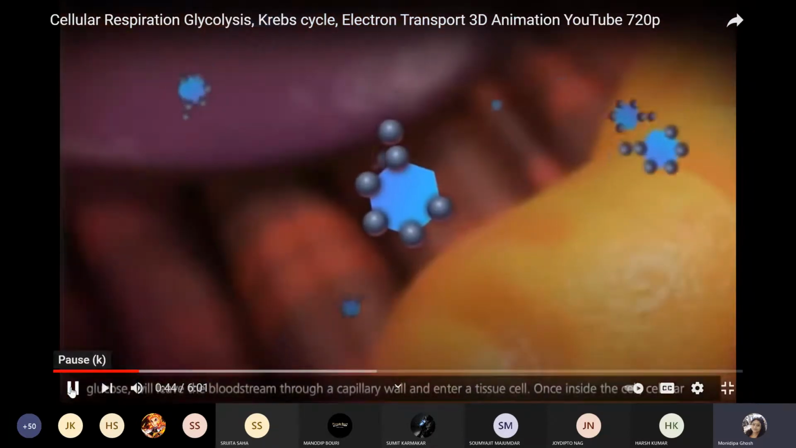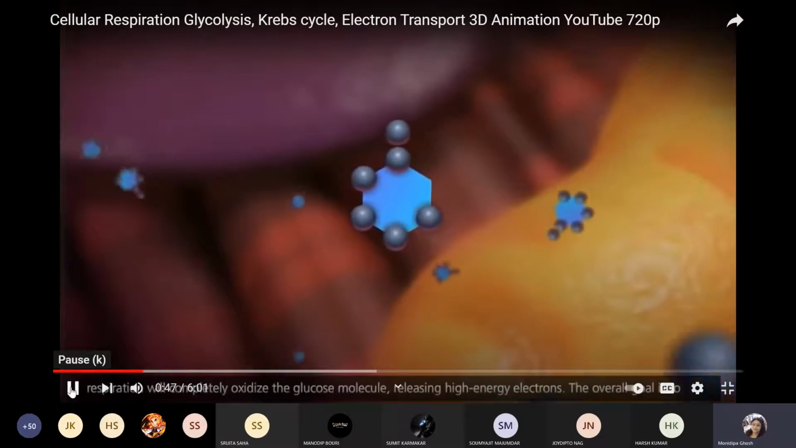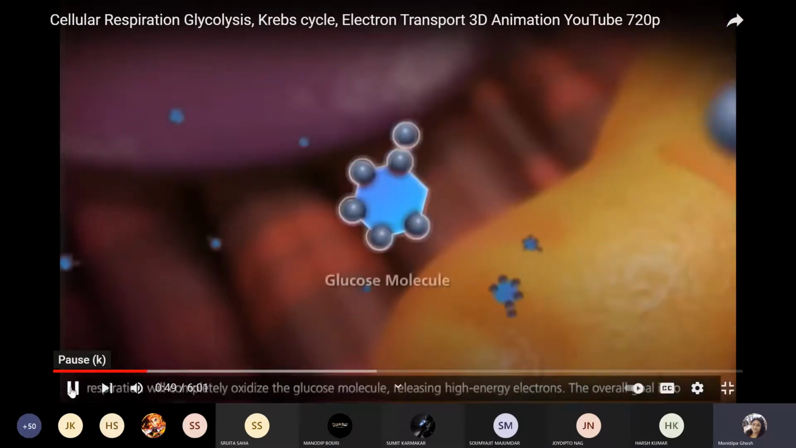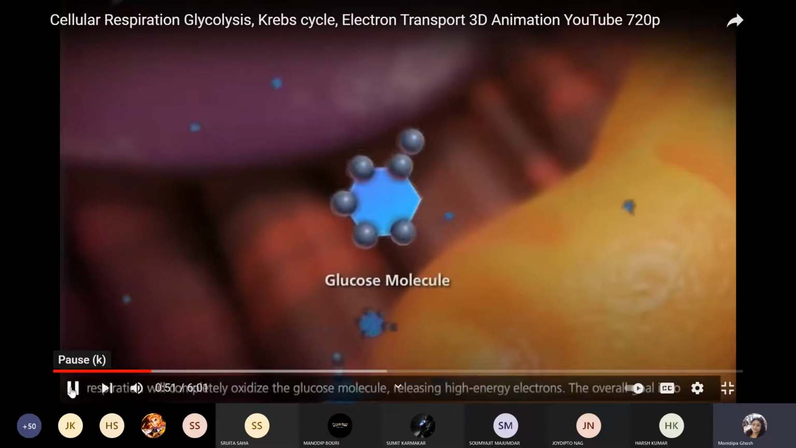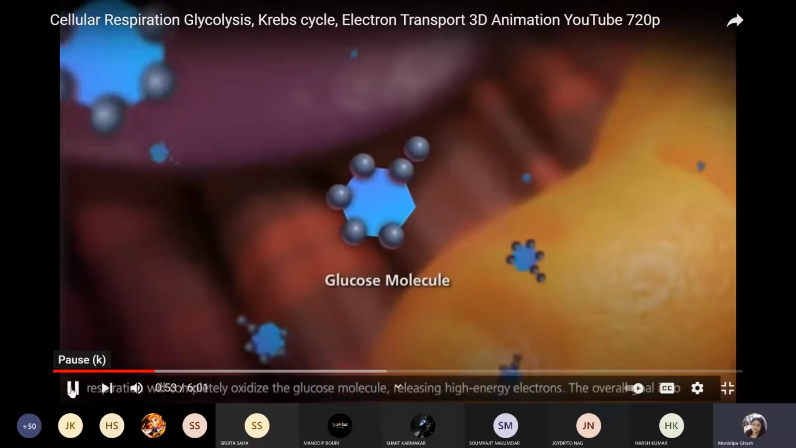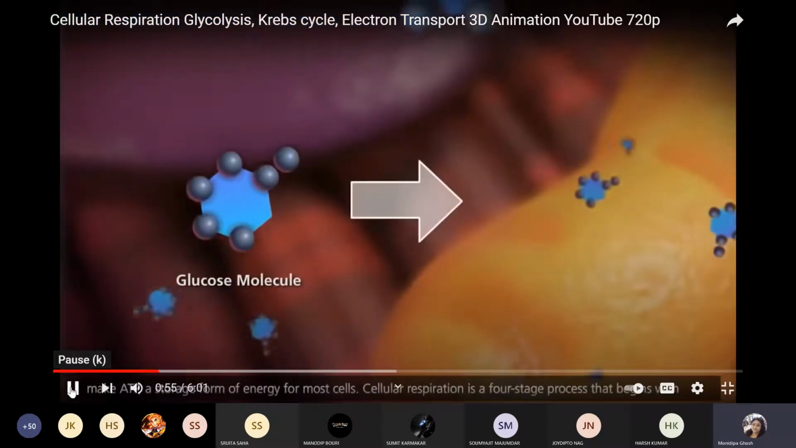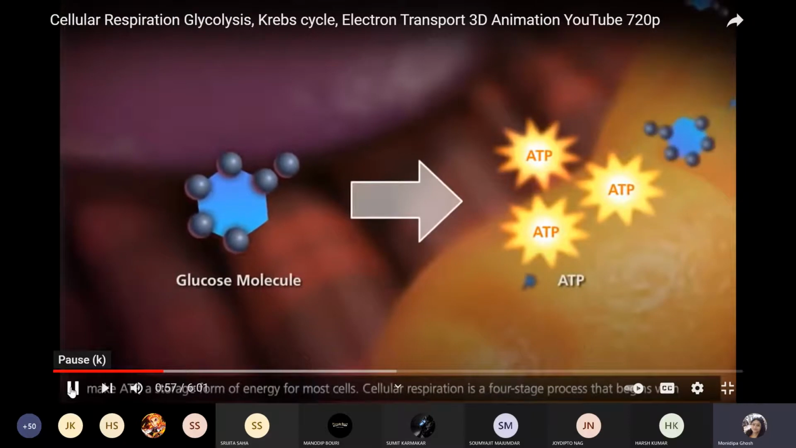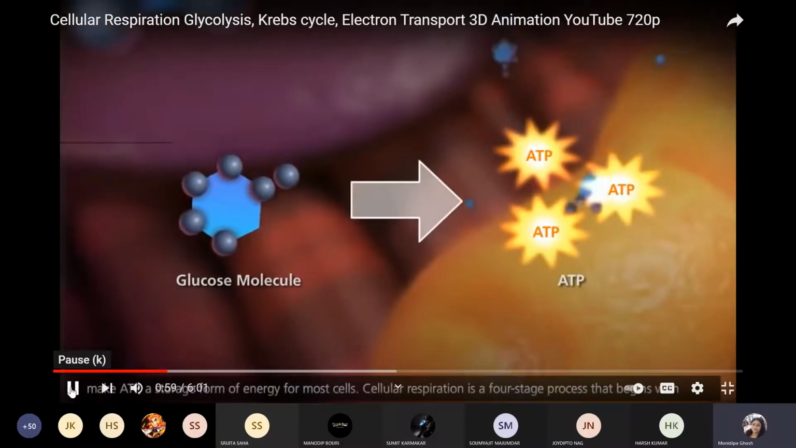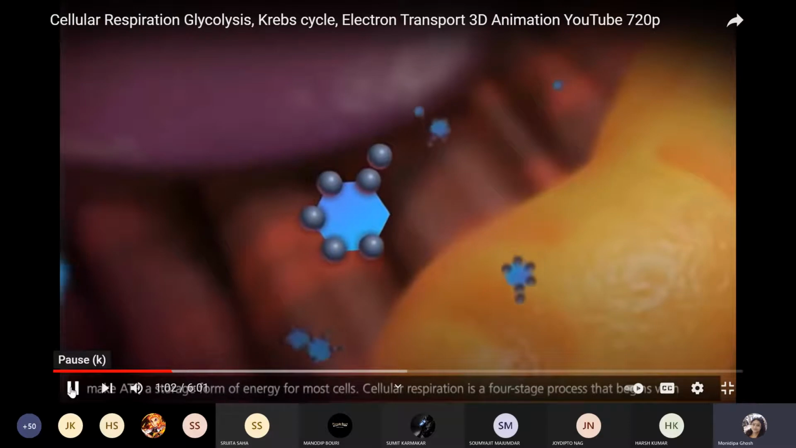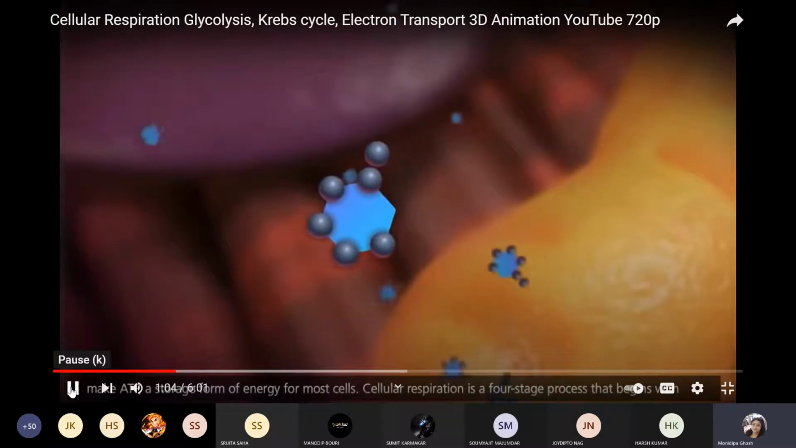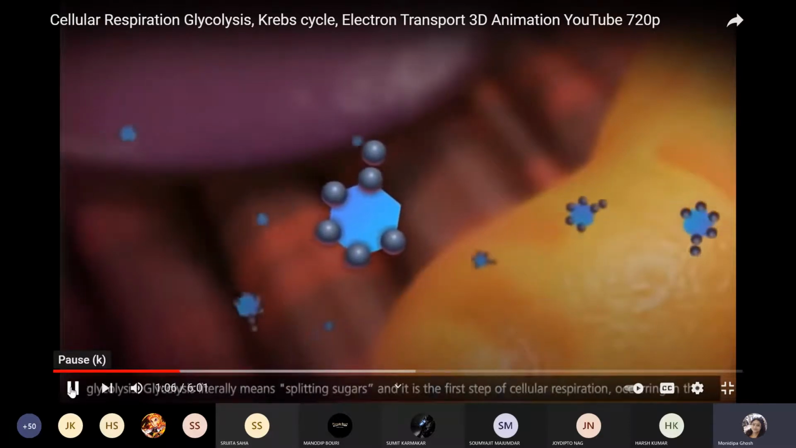cell. Once inside the cell, cellular respiration will completely oxidize the glucose molecule, releasing high-energy electrons. The overall goal is to make ATP, a storage form of energy for most cells. Cellular respiration is a four-stage process that begins with glycolysis.